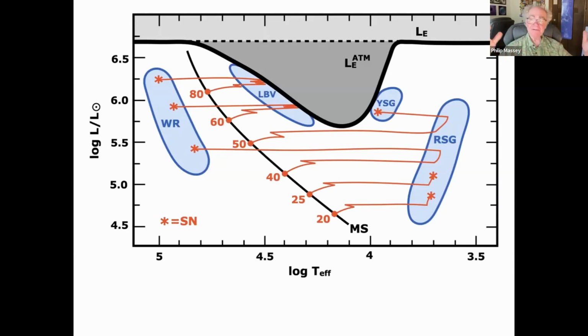As the opacity increases, radiation pressure increases, and mass loss increases, and the star turns around and goes to the blue and becomes a Wolf-Rayet star. And so the question is, at what point is that trough in this diagram? At what luminosity is that trough? And does the location of that trough depend on metallicity?